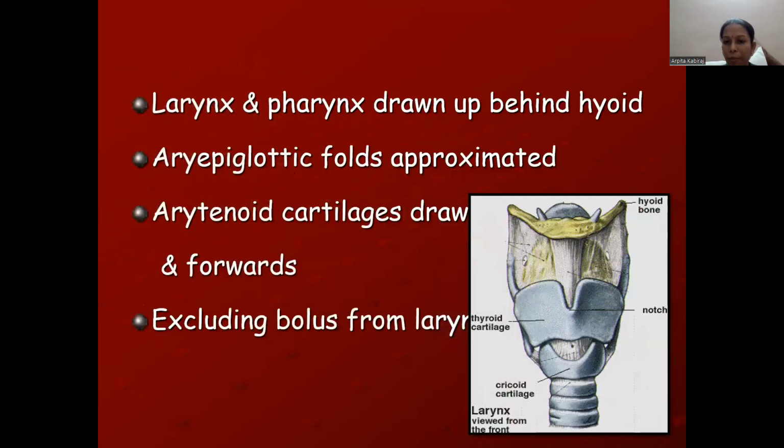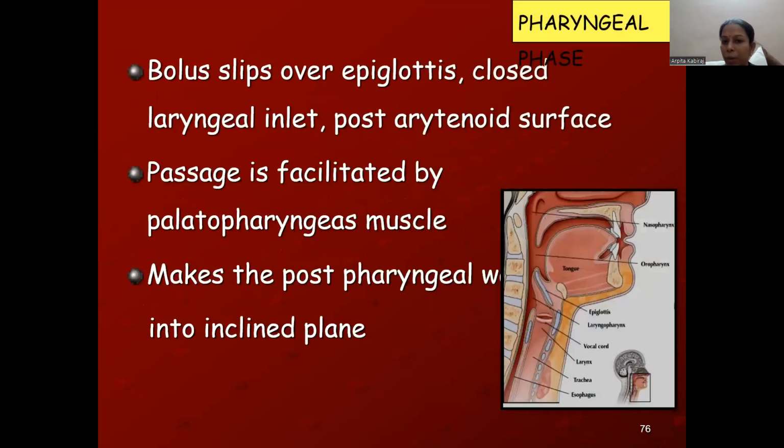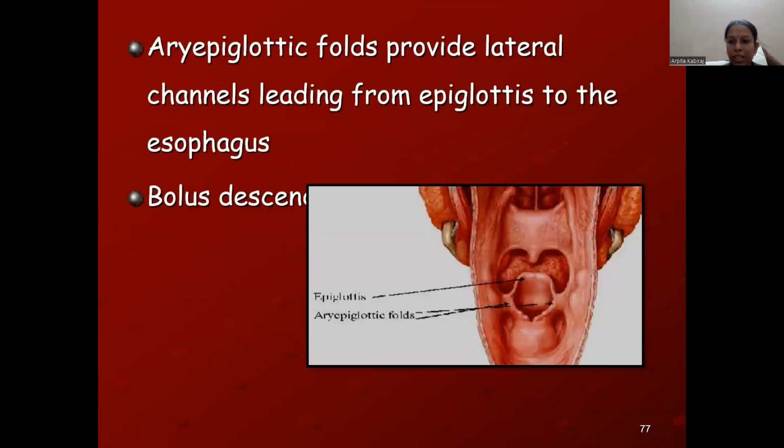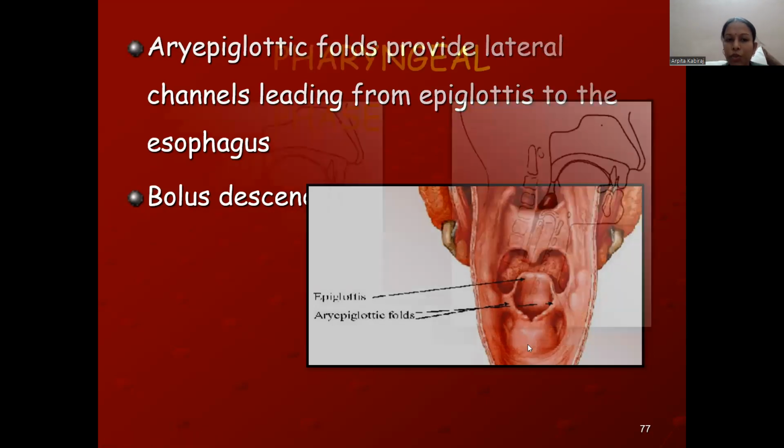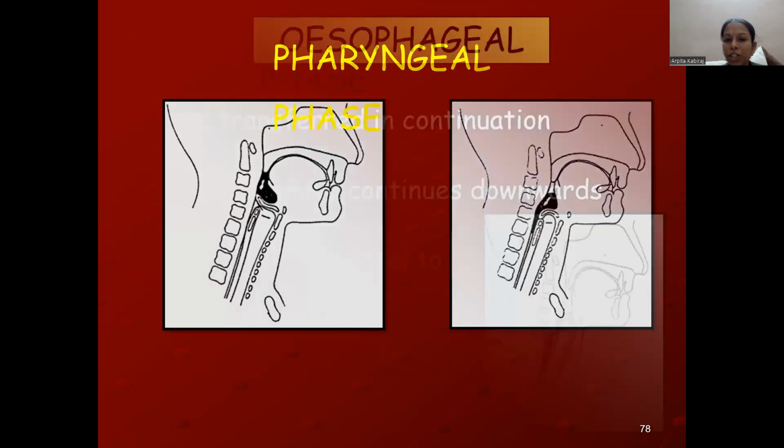Larynx and pharynx are drawn up behind the hyoid bone and form the aryepiglottic folds, which are approximated, and this excludes the bolus from the larynx. The bolus slips over the epiglottis and the laryngeal inlet is closed. The passage is facilitated by the palatopharyngeal muscles, which make the posterior pharyngeal wall into an inclined plane so that the bolus can slide down. The aryepiglottic folds provide lateral channels leading from the epiglottis to the esophagus, and the bolus descends down the esophagus. This is the pharyngeal phase.